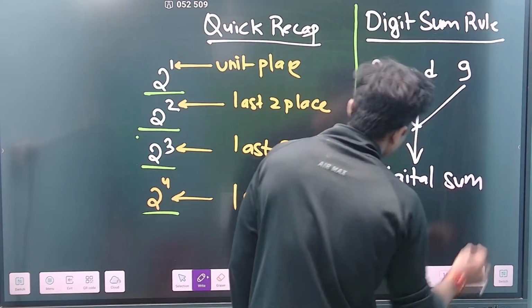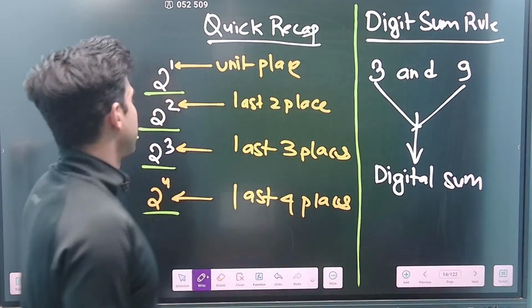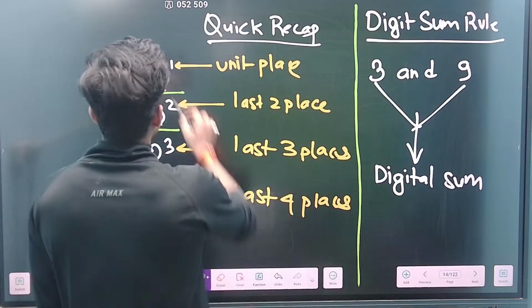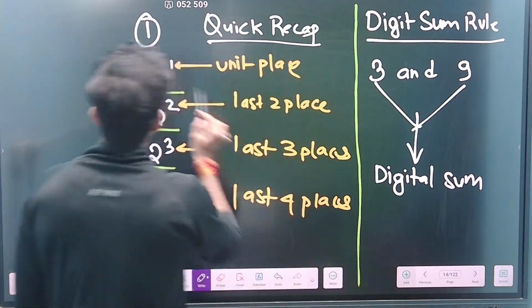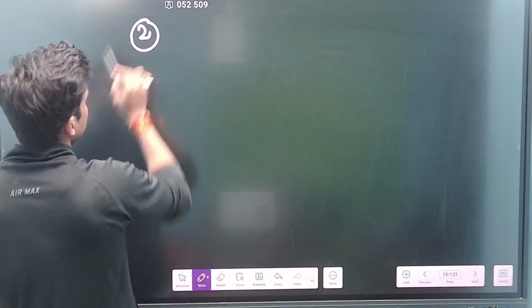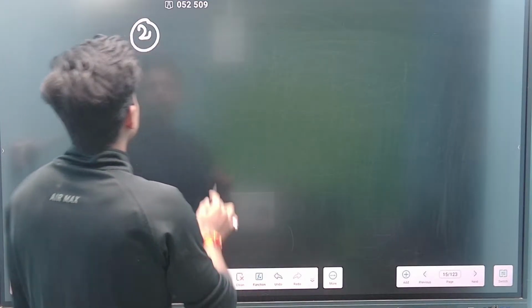Correct? I hope everyone got this. So you have done everything. Now this is part number 1. Let me go to part number 2. Now if I go to part number 2, basically, I would go for 5.